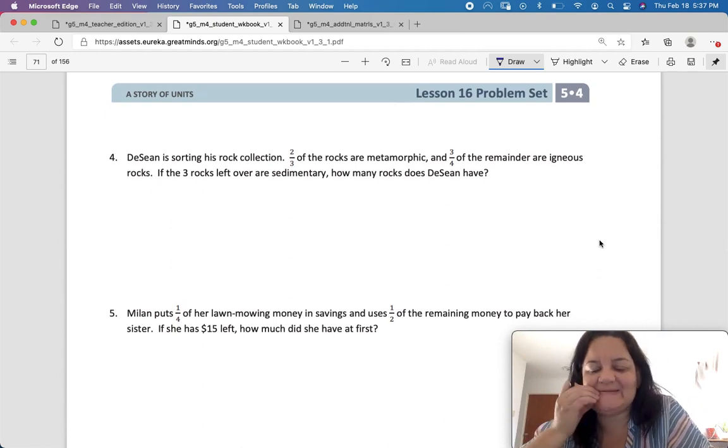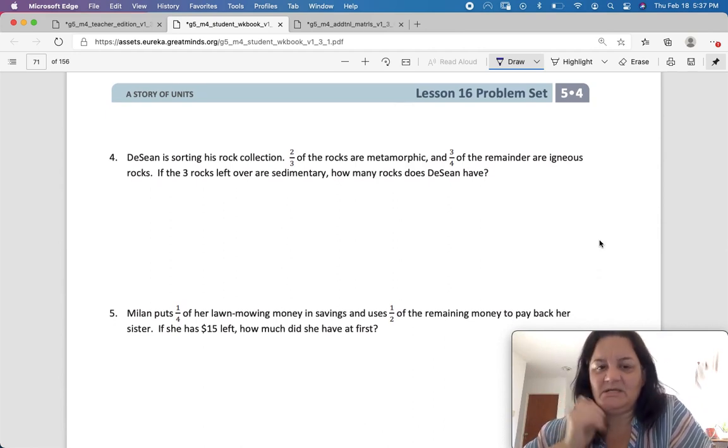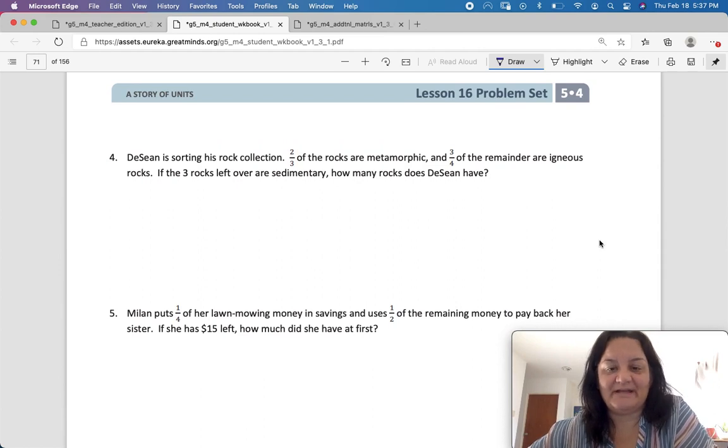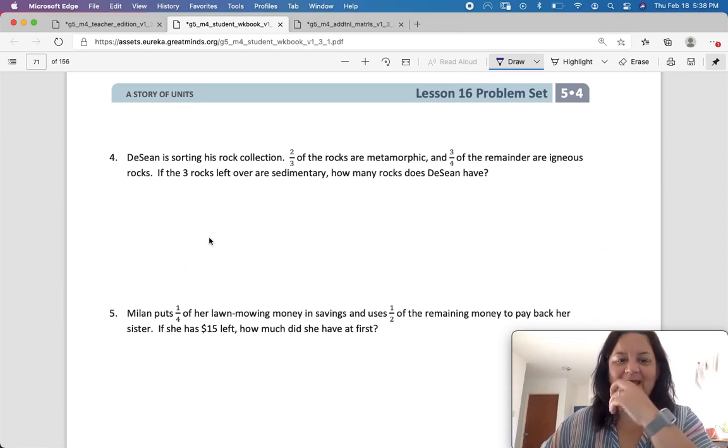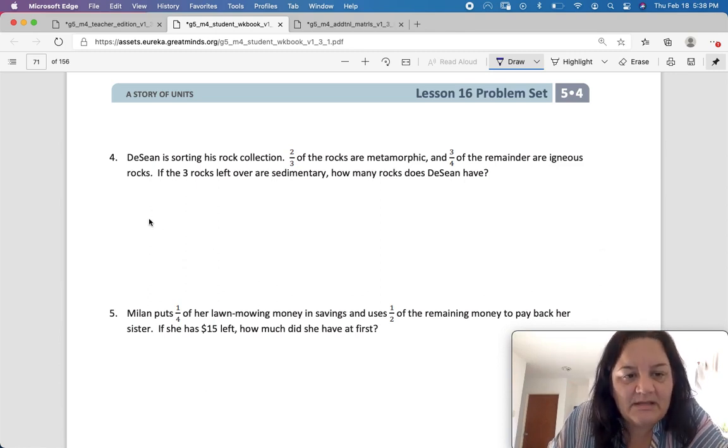Deshaun is sorting his rock collection. 2/3 of the rocks are metamorphic, and 3/4 of the remainder are igneous. Do you guys remember the rock cycle? I think that was 4th grade, right? Igneous come from volcanoes. Metamorphic means they've changed with heat and pressure, and sedimentary means they were made in layers, if you don't remember that, okay?